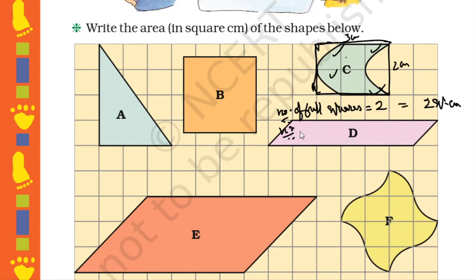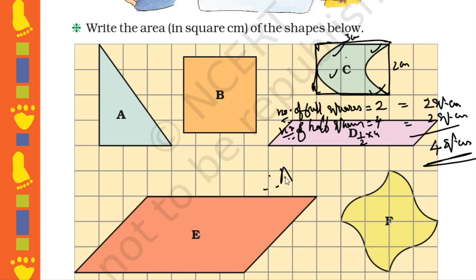Therefore the number of half squares is equal to 4. So half of 4. What is half of 4? Which is equal to 2 square centimeters. So the total area of the figure is 4 square centimeters. Therefore, the area of figure C is equal to 4 square centimeters. So like that we can find the area of the figures.